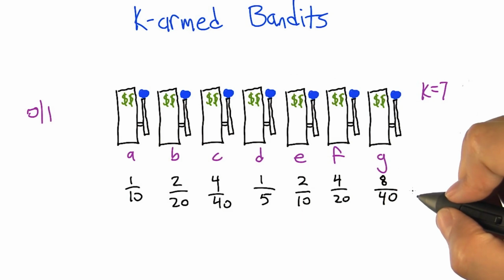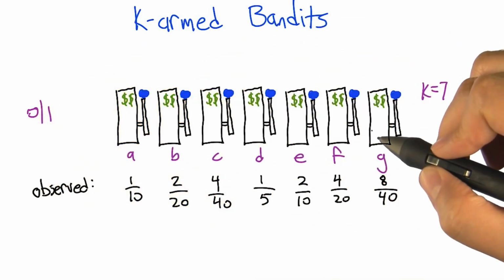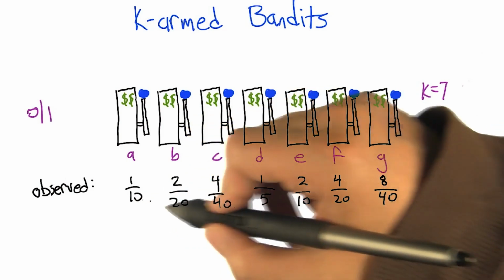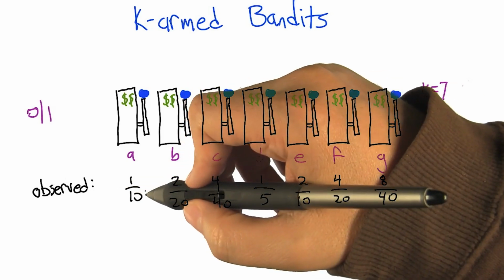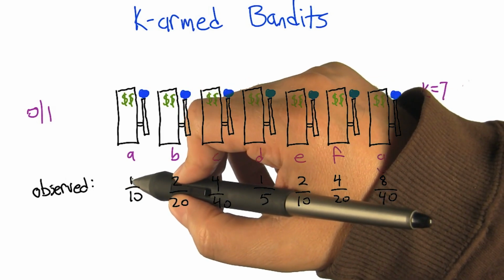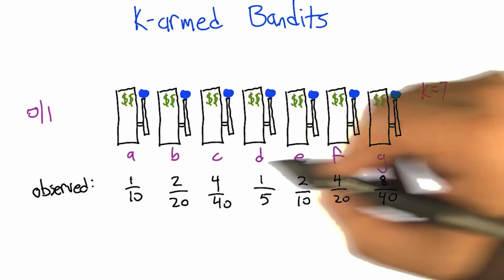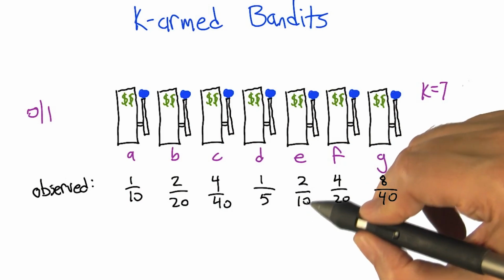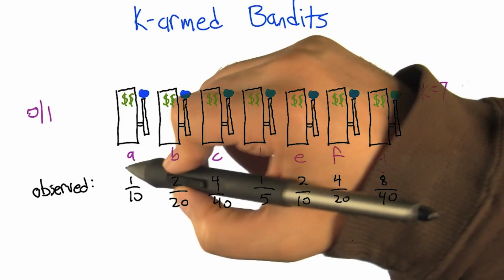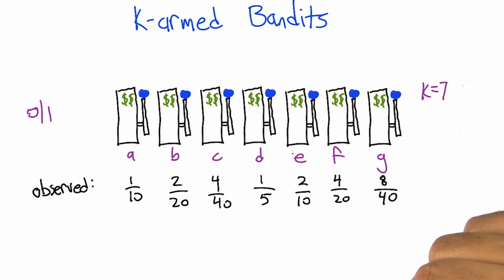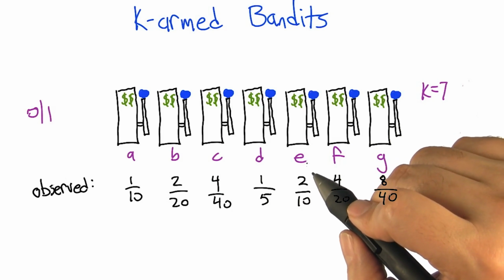So I wrote down the observed payoffs for each of these arms. Associated with each one of these arms is the number of times that we've pulled that arm: 10, 20, 40, 5, 10, 20, 40. And of those times that we've pulled it, the number of times that it actually paid off for us. So this arm, we pulled 10 times and we got a payoff of 1. This arm, we pulled 10 times and we got 2 payoffs. So, between A and E, if we had to choose one, it seems pretty clear that E has been better so far.